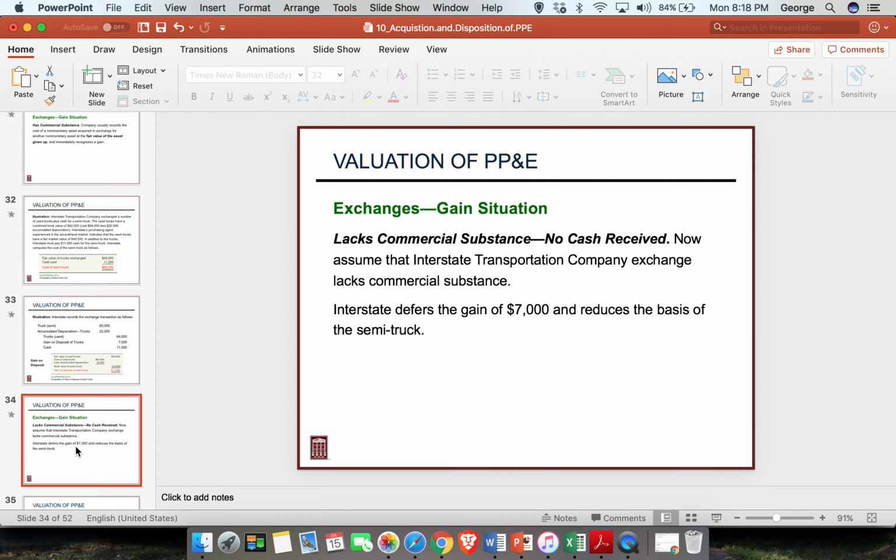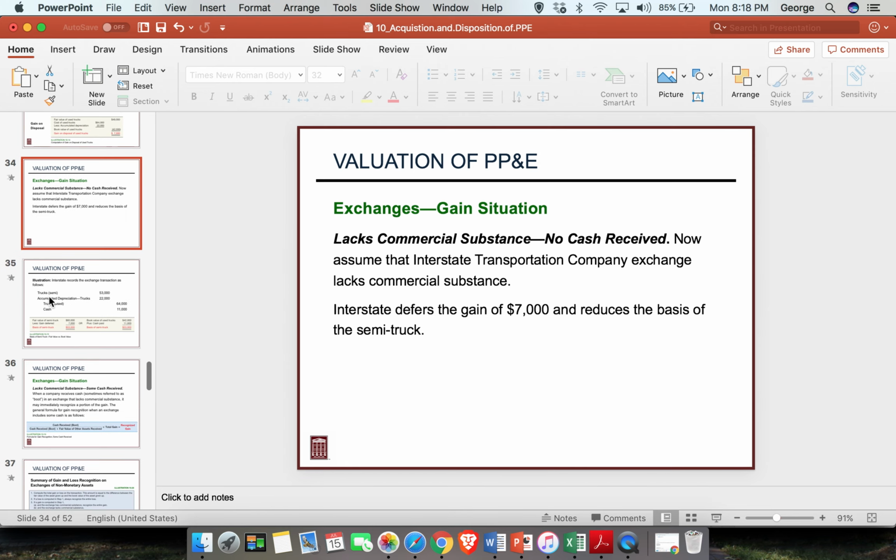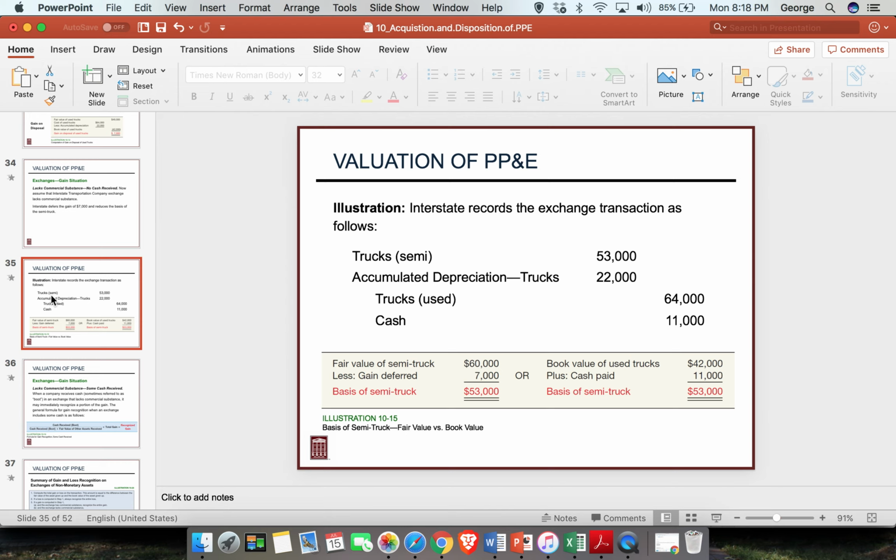All right, now the situation where it lacks commercial substance, no cash is received. Interstate defers again at $7,000 and reduces it on the basis of the semi-truck. So we record the transaction as follows. We'll debit trucks, $54,000, that's our new one. Debit accumulated depreciation trucks of $24,000. We'll credit trucks for $64,000 and credit cash for $11,000.